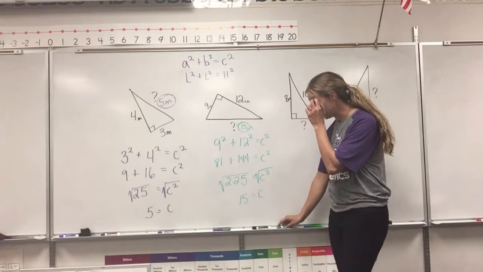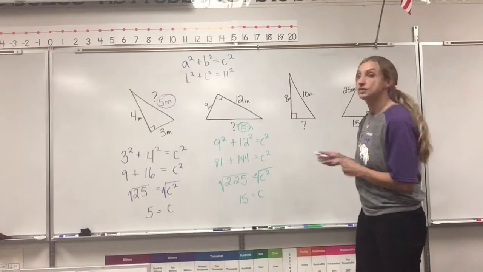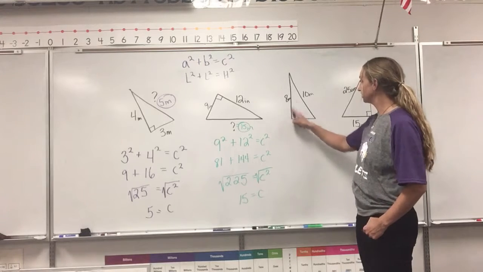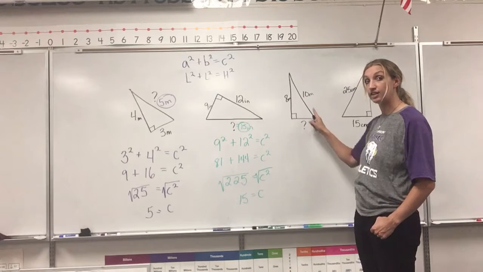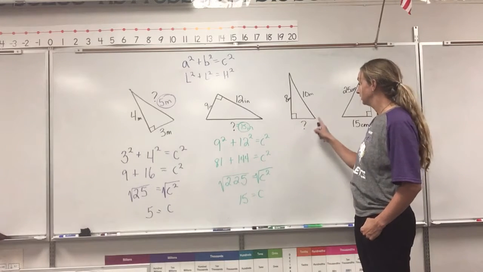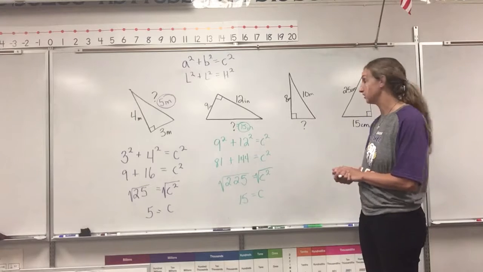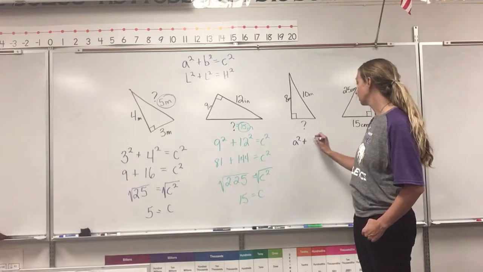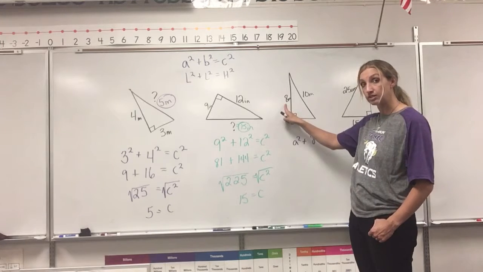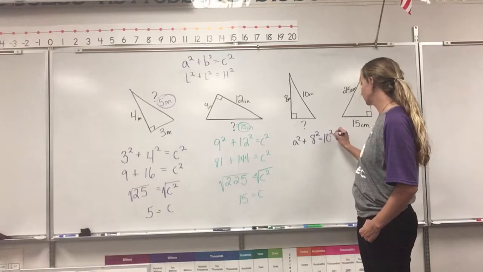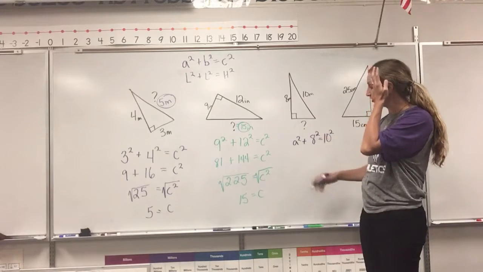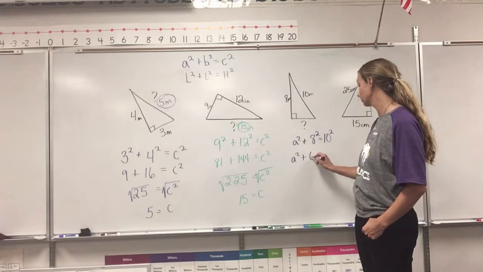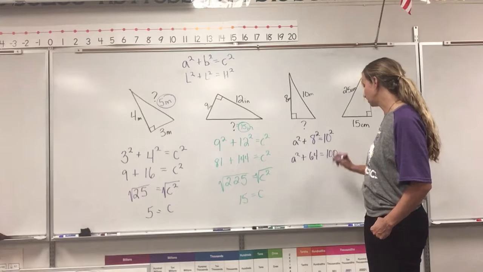Here we go. On the next one, this time I switched it up a little bit. Here's the right angle. So this is a leg, and the hypotenuse we're given is 10. So we're missing a leg this time, so things are a little bit different. Here I've got a squared, because I don't know this leg, plus 8 squared, because I do know this leg, equals 10 squared. Again, I'm going to show my work going down. So a squared plus 8 squared, which is 64, equals 100.